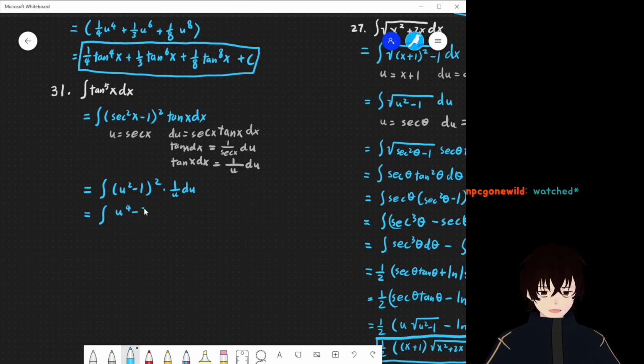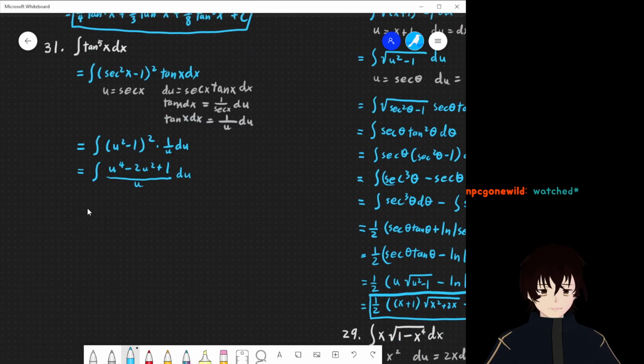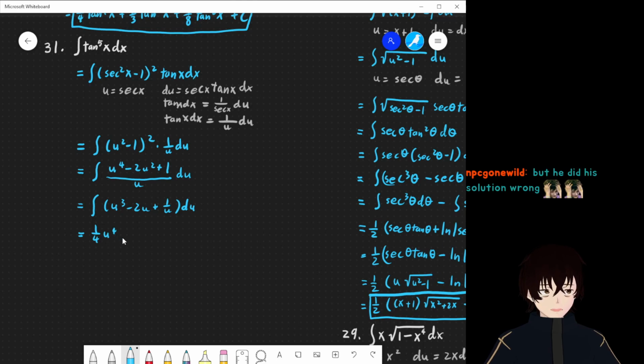So we get u to the power 4 minus 2u squared plus 1 over u du. And then we take the integral of u to the power 3 minus 2u plus 1 over u du. So that is equal to 1 over 4 u to the power 4. He did the solution wrong. Minus u squared plus natural log of u.